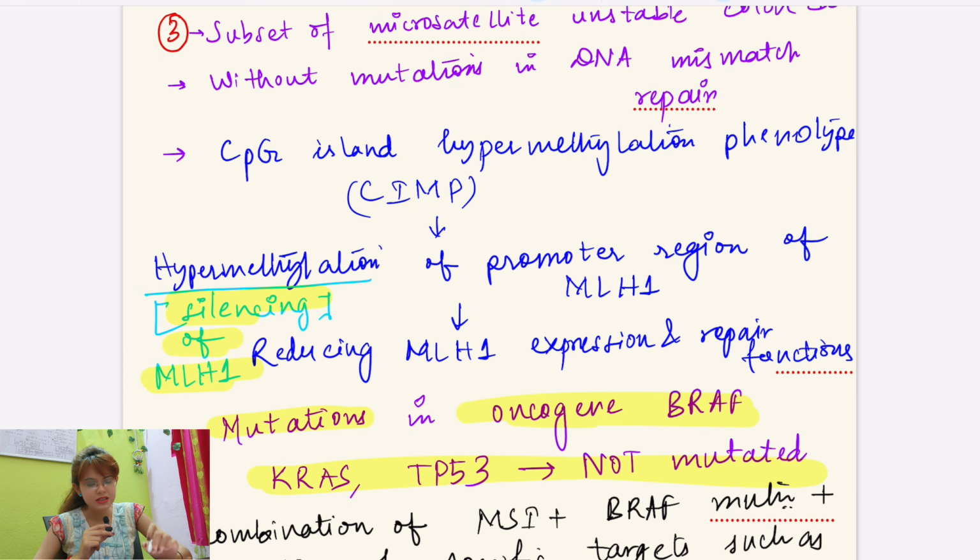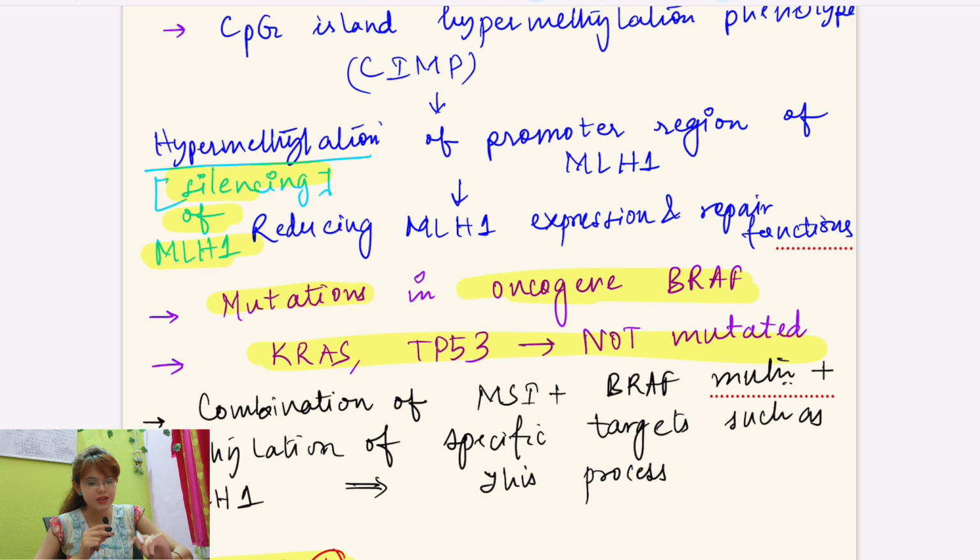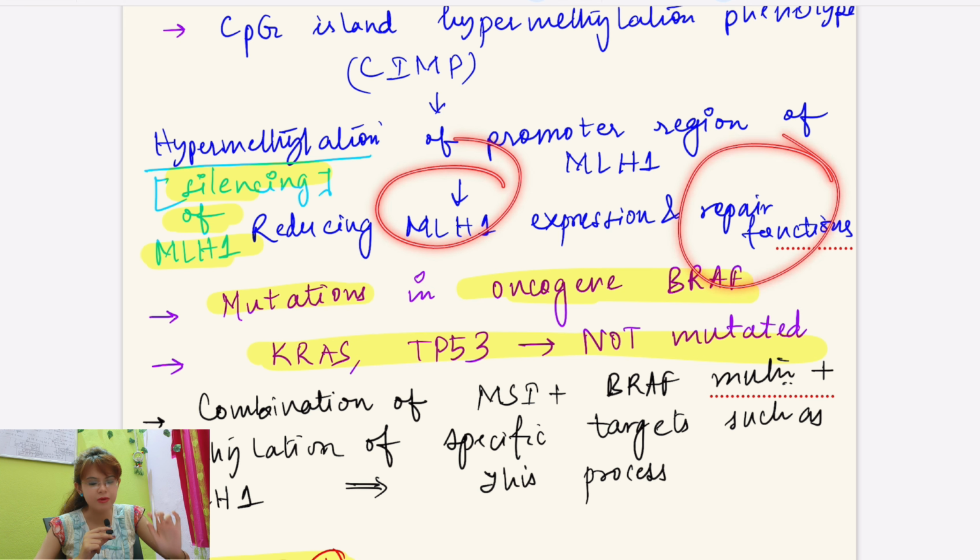Here what happens is there is CpG island hypermethylation phenotype, which is known as the CIMP. So this is the third pathway in which you have this hypermethylation phenotype, the CpG island known as CIMP. What exactly happens here is that there is hypermethylation of the promoter region of the MLH1 gene, reducing the MLH1 expression and repair functions.